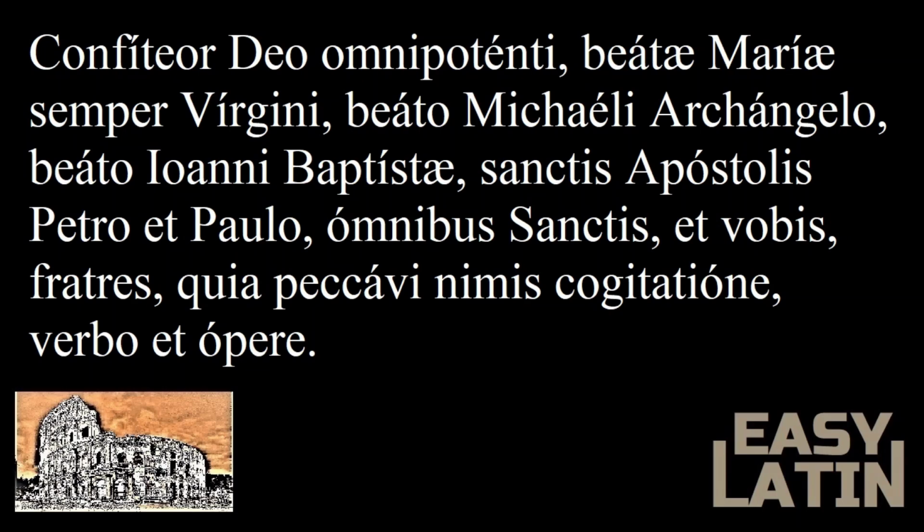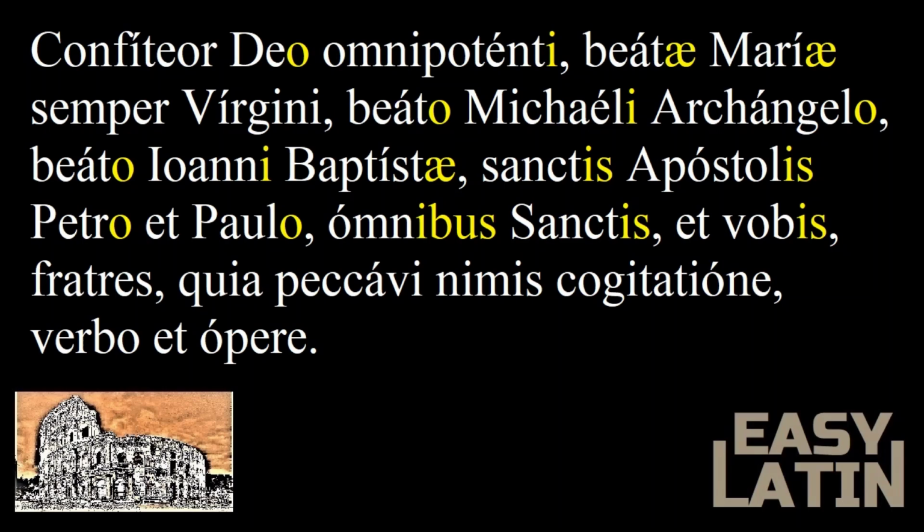Confiteor is a deponent verb, so this first part means I confess to Almighty God. Deo and all the consequent nouns and their adjectives are in the dative form because they are to whom the priest is confessing. And if you remember that in the Beatitudes, Jesus said, blessed are the meek, blessed are the... then we can figure out that beatus means blessed. So we have, I confess to Almighty God, to Blessed Mary, ever Virgin, to Blessed Michael the Archangel, to Blessed John the Baptist, to the holy apostles Peter and Paul, to all the saints, and to you, brethren.